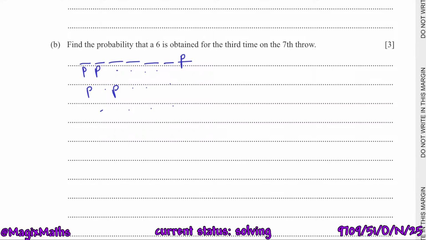Okay, for now, let's just put the fact that we have 3 successful attempts and 4 unsuccessful attempts, but we want such that the 3rd successful attempt is on the 7th throw. Now how does that work?